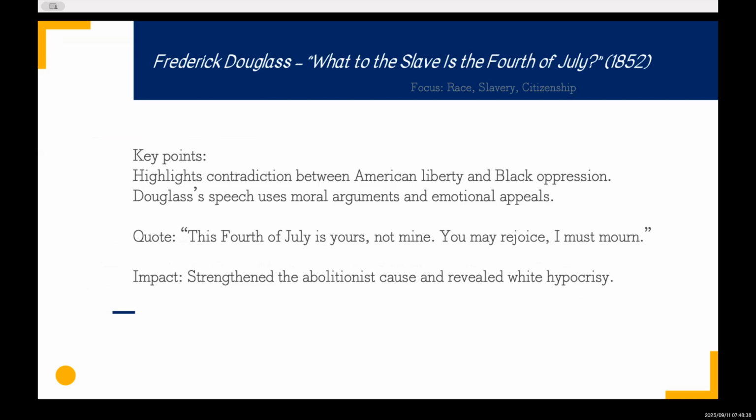Through moral argument, biblical references, and emotional appeal, he revealed the deep contradiction at the heart of American liberty. This speech helped awaken many white Northerners to the moral urgency of the abolitionist cause. It also shows how race defined the limits of citizenship and belonging.